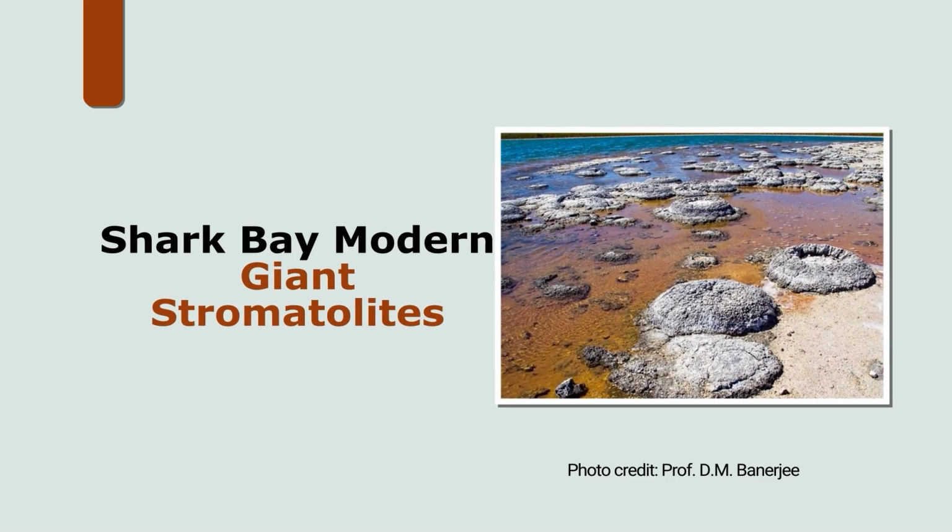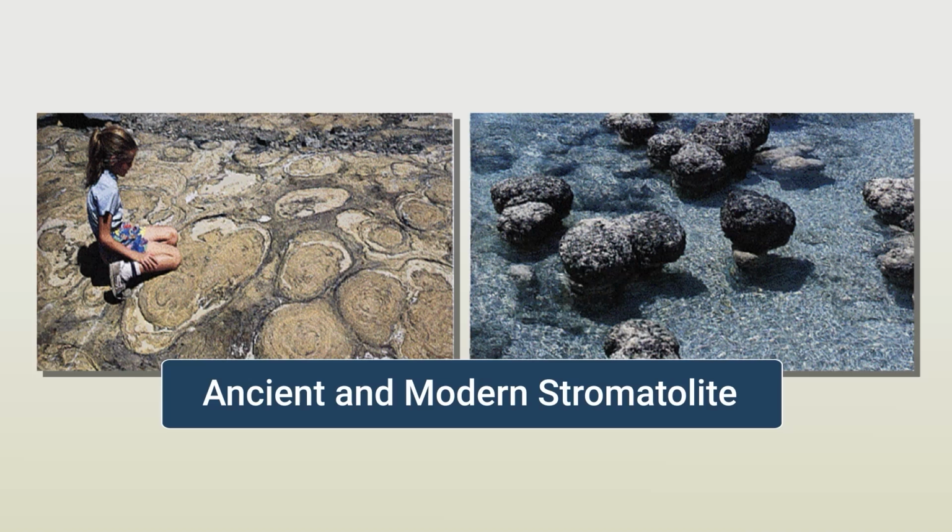They are formed by cyanobacteria, or what used to be called blue-green algae. Blue-green algae is now known as cyanobacteria. So these are formed by cyanobacteria. They form mostly on the sea coast. There is an example here. On the left side is a Precambrian rock, about 2.5 billion years old, a fossil stromatolite. On the right side is a modern stromatolite, and see the similarity.